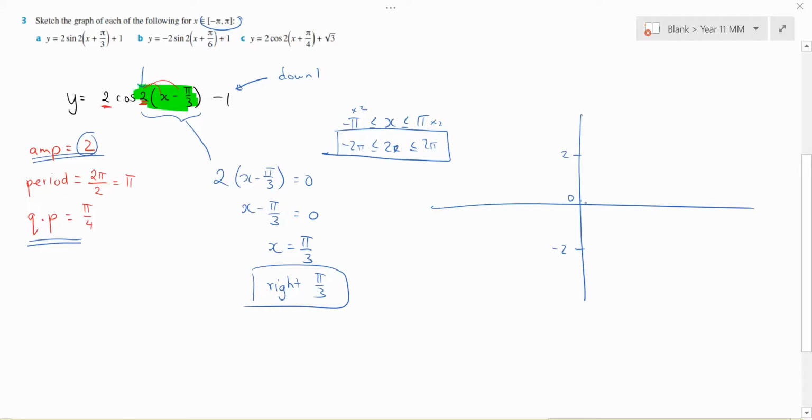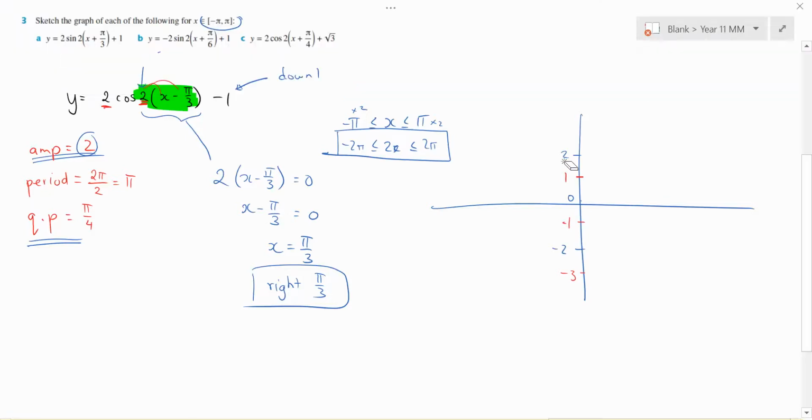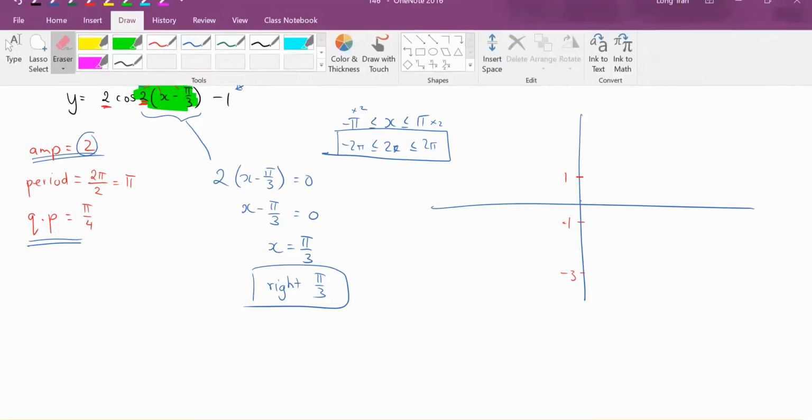Now we know that it's going down 1. So if I'm going down 1, then 2 minus 1 now brings me to 1. So the top now comes down to 1. From the middle, so center, which is at 0, goes down 1. So now it's at negative 1. And then from negative 2 going down 1 gives me negative 3 now. Okay? So as you can see, I'm just going to rub this out so I don't confuse you. I'm just rubbing these points off. Okay, so these are my new maximum, minimum.